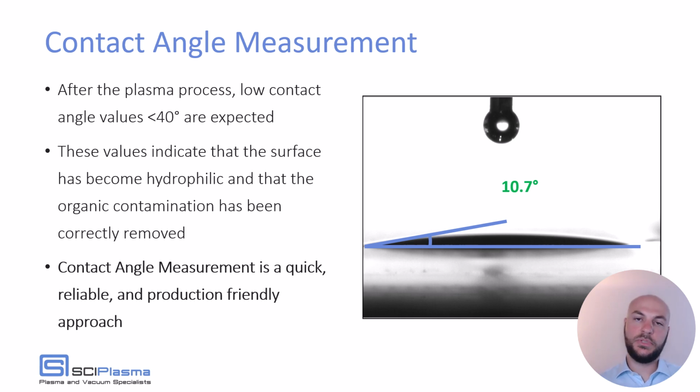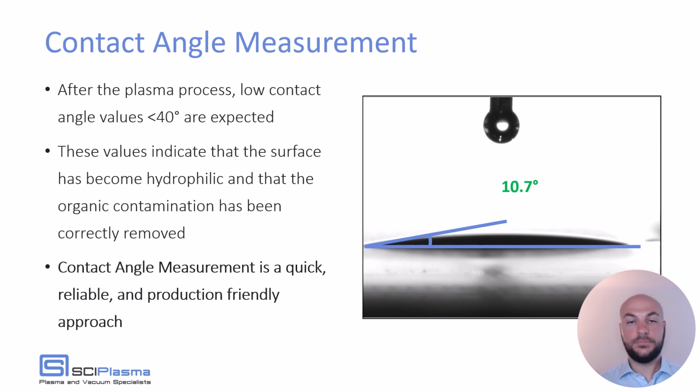It's really important because it's easy to apply. It can be done in a production environment because it only requires the contact angle measurement machine. And it's in general a production-friendly technique because it's really fast to do this. You can sample your product, you can do process development with this technique very fast, and it can give you results pretty fast.